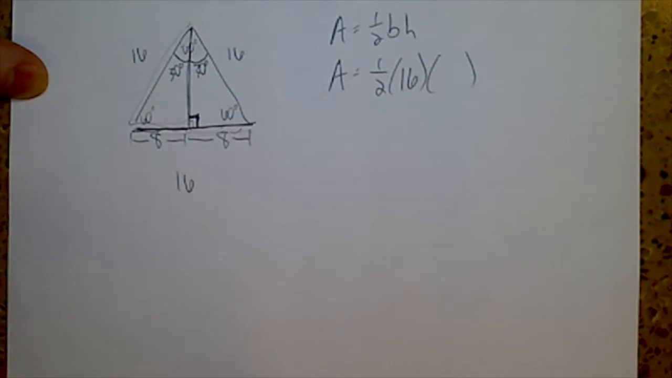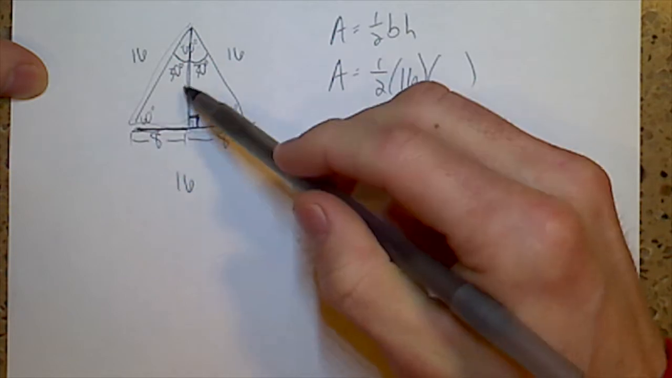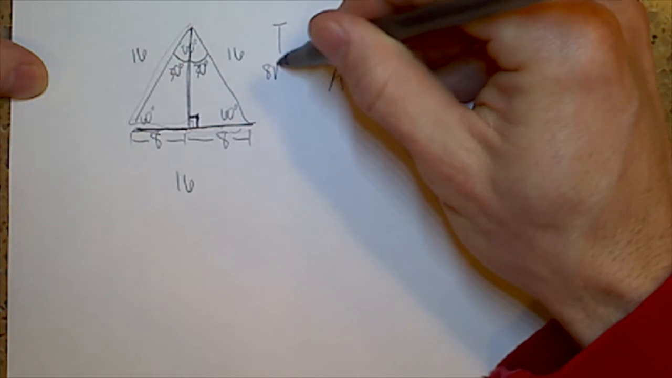Right. So I take whatever the short leg is in the 30-60-90 triangle, and I multiply by the square root of 3 to get the long leg. So I know the height of this triangle is 8 root 3.